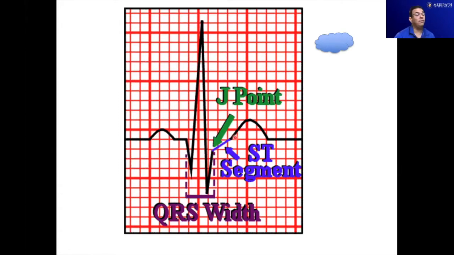We look at that for signs of acute myocardial ischemia or heart attacks. And the best place to look at elevations or depressions in the ST segment, because they can be angled up or down, is at the beginning of the ST segment, which is called the J wave, J point.